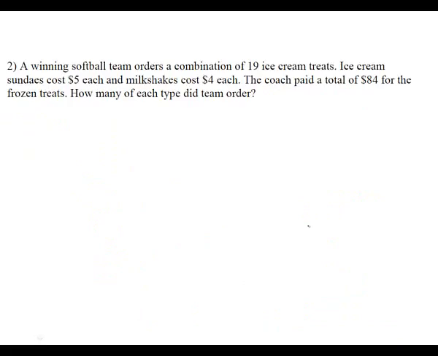All right, let's look at 2. So a winning softball team orders a combination. Think about a combination of 19 ice cream treats. Ice cream sundaes cost $5 each. Milkshakes cost $4 each. The coach paid a total of $84 for the frozen treats. How many of each type did the team order? So I would probably use S for sundaes and M for milkshakes, right?